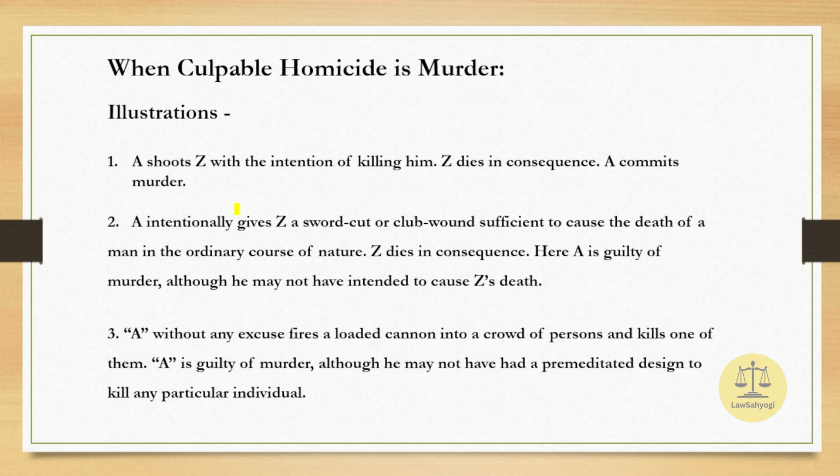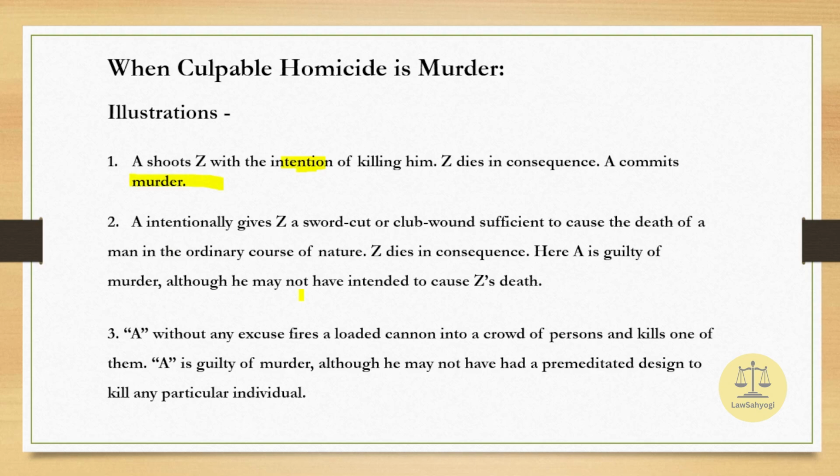Now suppose A shoots Z with the direct intention of killing him, and Z dies in consequence. In this case, A has committed the offense of murder. Secondly, we see that A intentionally injures Z with a sword. He gives him a cut, and as a consequence Z dies.